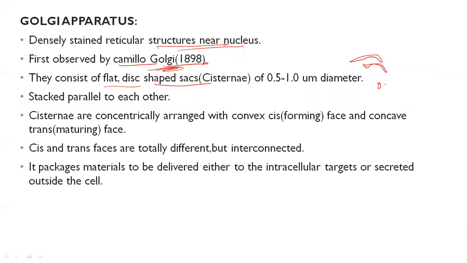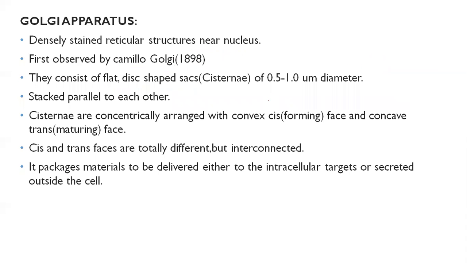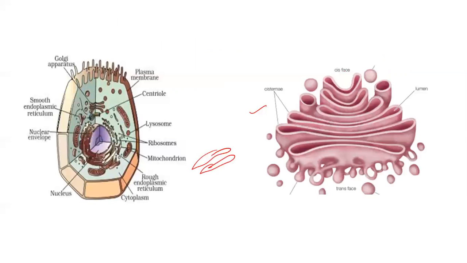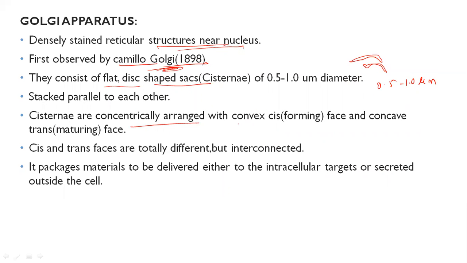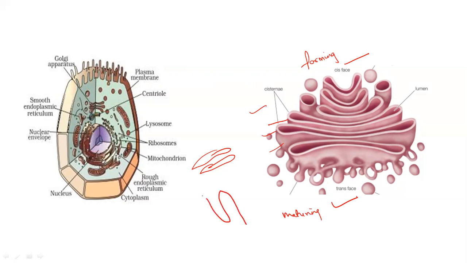They are called cisternae, and they are 0.5 to 1.0 micrometer. Like here you can see flat cisternae. Like you can see these, right? So those are flat cisternae. And they are stacked parallel to each other. Here you can see how they are arranged parallel to each other. Okay. Cisternae are concentrically arranged with a convex cis forming surface and a concave trans maturing surface. So there are two surfaces, one is the cis surface and one is the trans surface. Okay, the cis surface is considered to be the forming face, and trans is the maturing face. So it forms and matures like this. If you see in this way, this is cis and this is trans, because it's forming and then it's maturing.